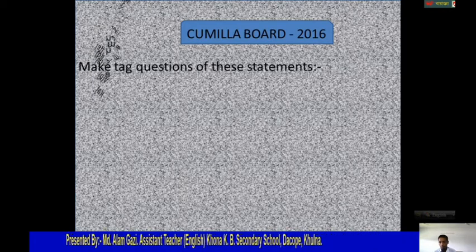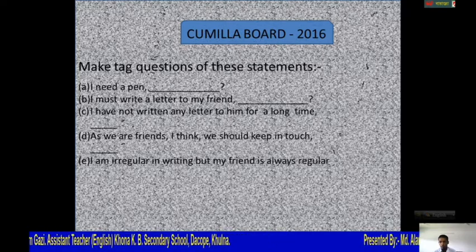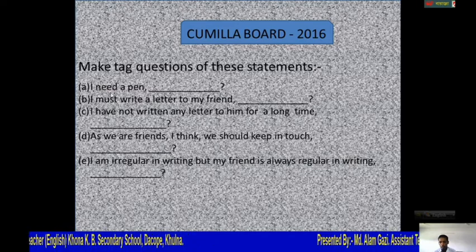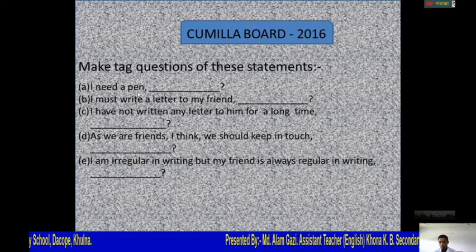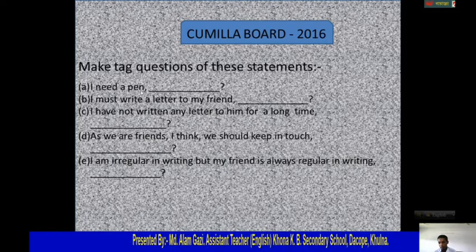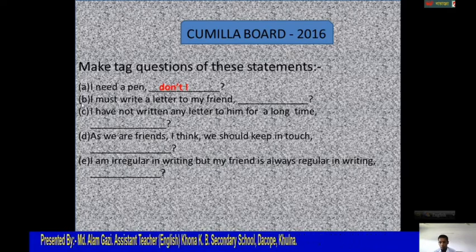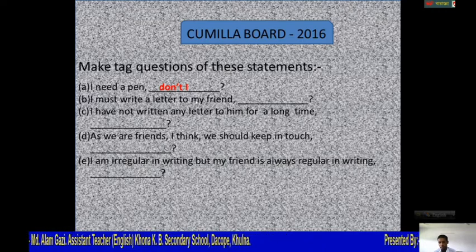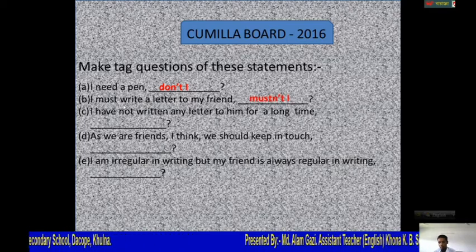Comilla Board 2016. Make tag questions of these statements. Question A. I need a pen. In this sentence, there is no auxiliary verb, there is a principal verb need and it is present indefinite tense. So, tag question will be don't I. Question B. I must write a letter to my friend. In this sentence, we see a modal auxiliary verb must. So, tag question will be mustn't I.